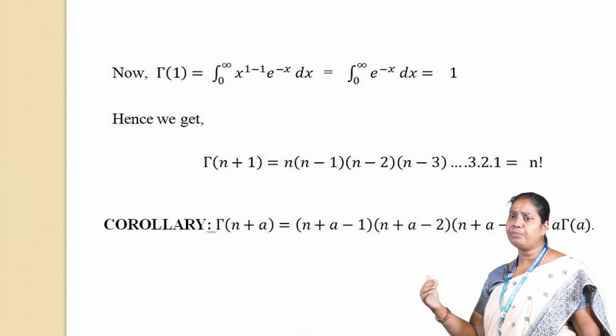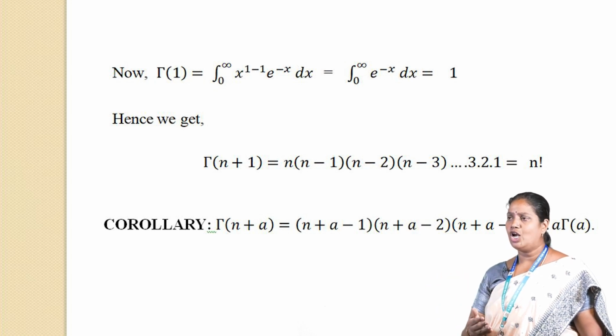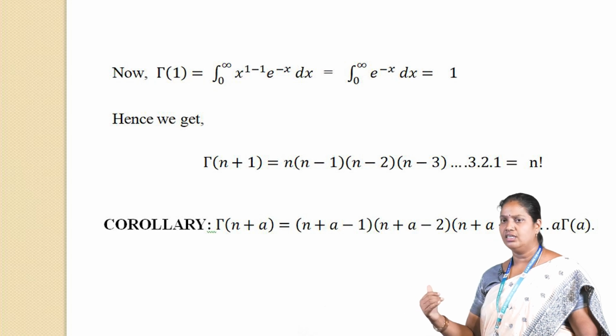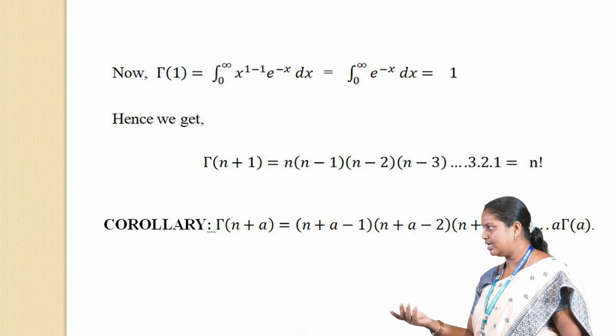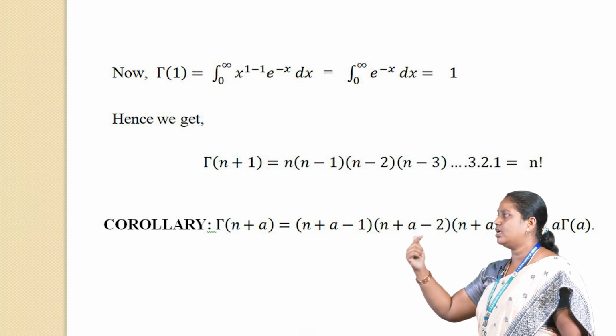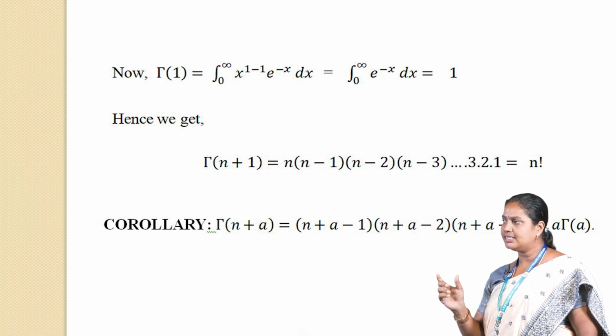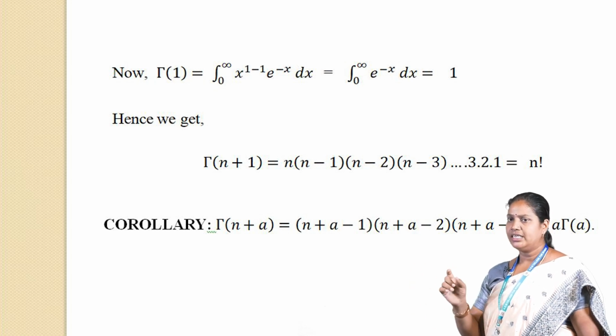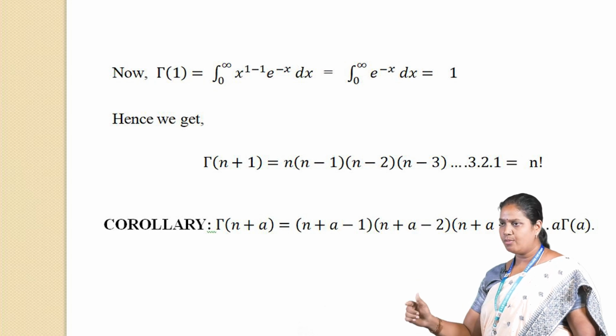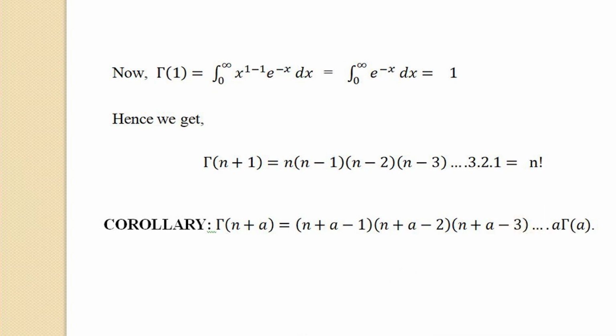Now we can use the same pattern, the same procedure, to obtain the value of gamma of n plus a, where a is an integer. So in the place of n, we are having n plus a. So gamma of n plus a can be viewed as gamma of n plus a minus 1 plus 1. So we have to take that n as n plus a minus 1, and the final term will be plus 1. So by using the recurrence formula, we will get n plus a minus 1 into gamma of n plus a minus 1. Again repeat the same process. We will finally get the result as gamma of n plus a equal to n plus a minus 1 into n plus a minus 2 and so on, a into gamma of a.